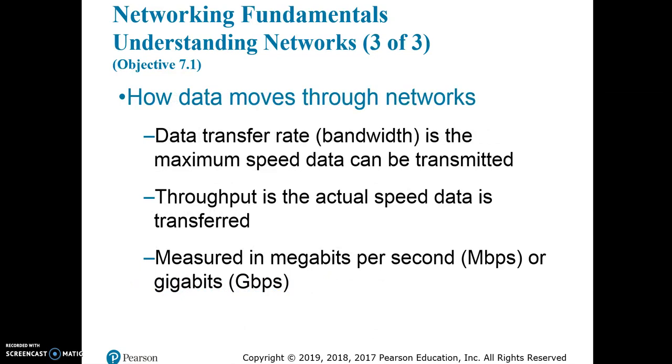So how does data actually move through the networks? Okay. These terms here will help us to understand how the data moves, right? We have something called bandwidth. So you'll hear that term a lot. They're using all the bandwidth, okay? What it is, is just your data transfer rate. And that's the maximum speed at which your data can be transmitted.